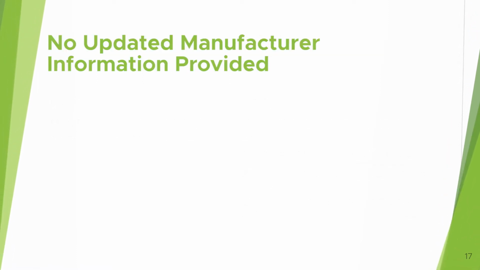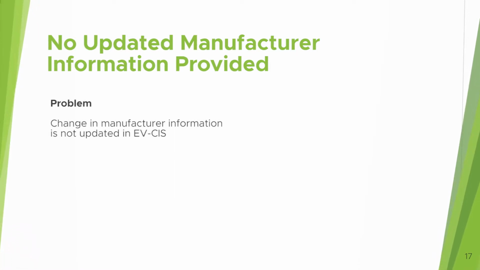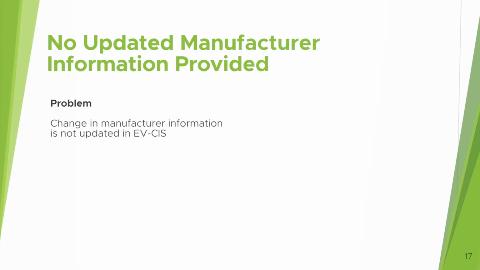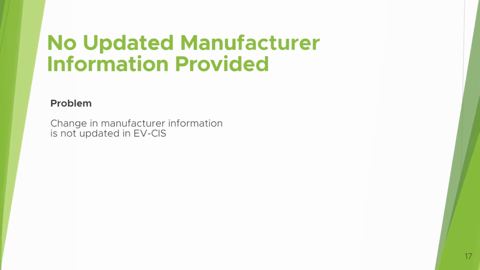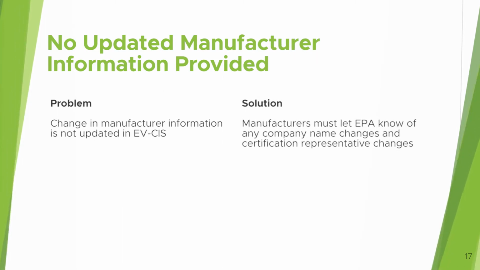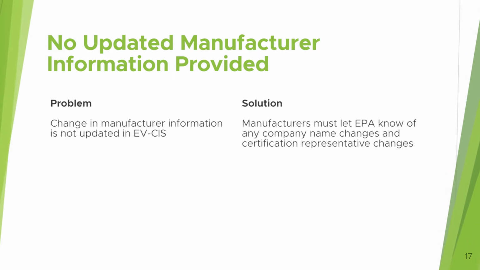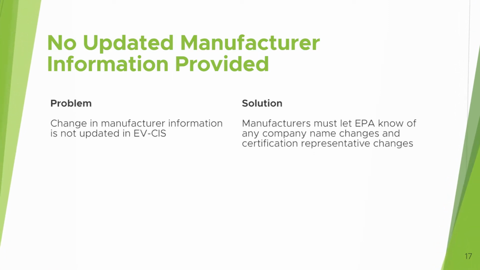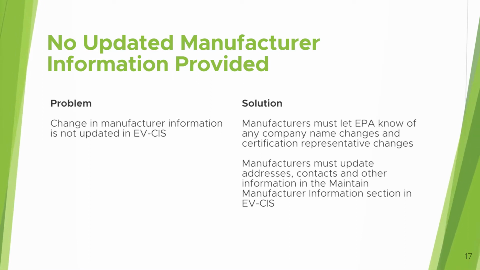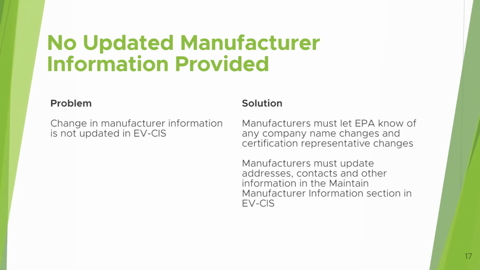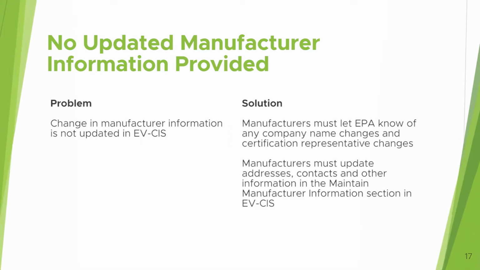No updated manufacturer information provided. The problem is, a change in the manufacturer's information is not updated in EV-CIS. The solution: manufacturers must let EPA know of any company name changes and certification representative changes. Manufacturers must update addresses, contacts, and other information in the Maintain Manufacturer Information section in EV-CIS.